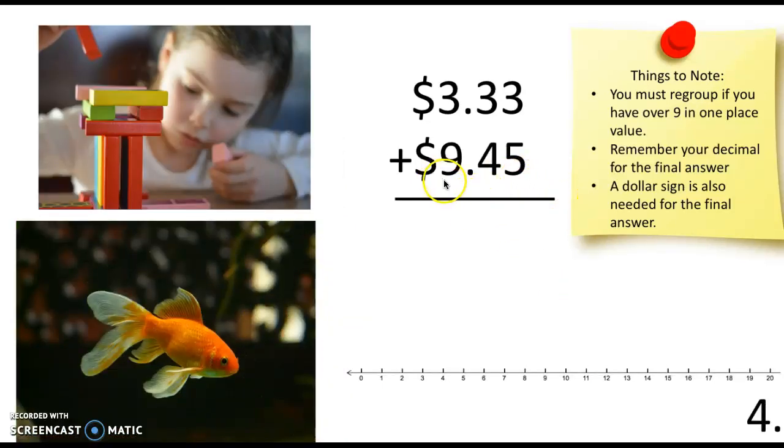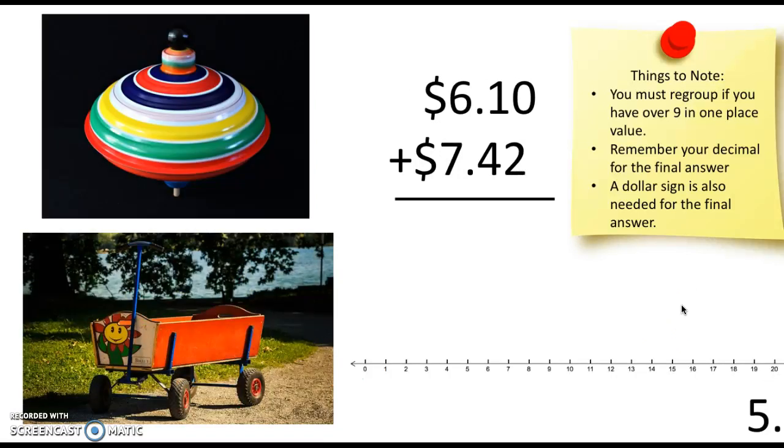Alright, the next thing will be that you are adding blocks, and you also decide to buy a goldfish at the store. A helpful hint would be to use your number line. So starting at 5, we might count up 3. 1, 2, 3. That would give us 8. Continue to do this for the rest of the problem, and don't forget your decimal point and money sign.